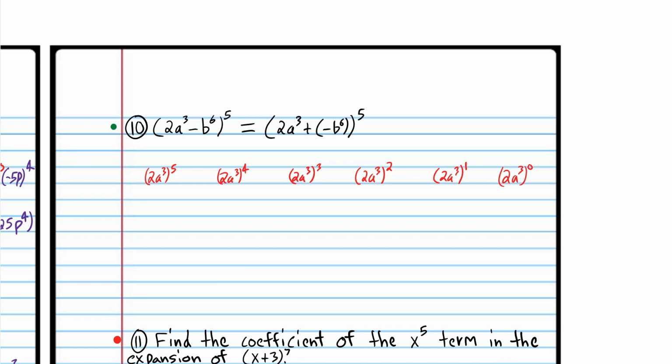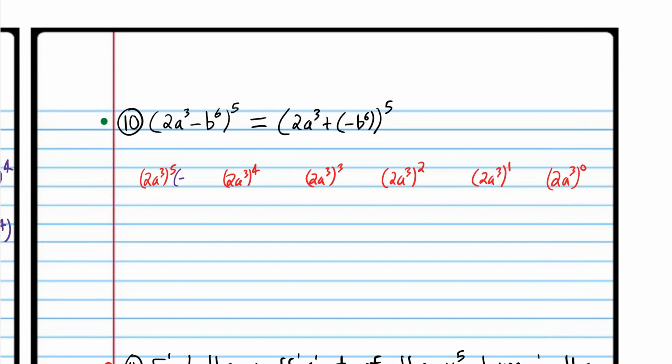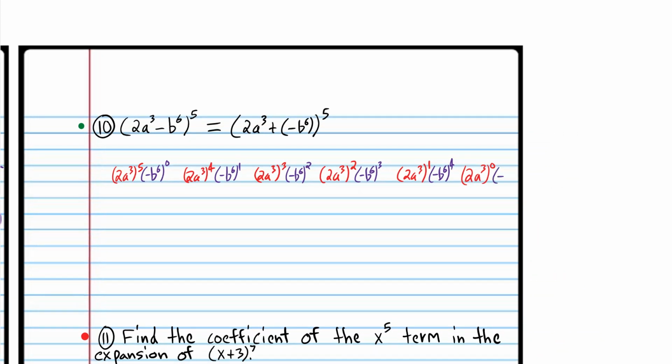So let's double check, make sure we did everything correctly. There's a lot of numbers we're writing here. So now we're going to go to negative b to the 6th power, and we're going to raise that to the 0 power, and then we're going to raise it to the 1st power, and negative b to the 6th raised to the 2nd power, and negative b to the 6th raised to the 3rd power, and negative b to the 6th raised to the 4th power, and lastly negative b to the 6th raised to the 5th power.